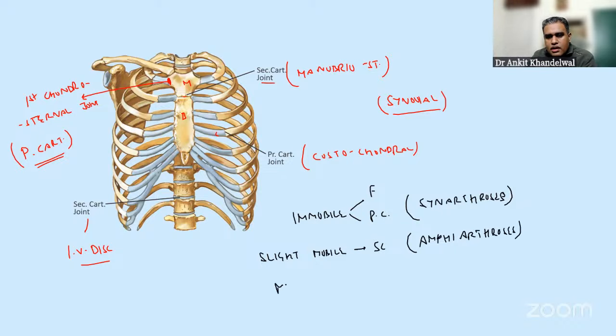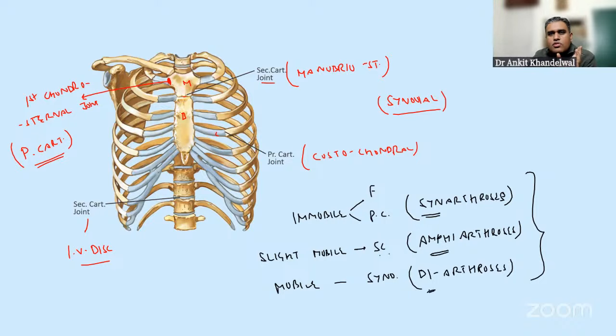And fully mobile, we all know it is synovial. It is diarthrosis, meaning two separate. They can easily move. They are not dependent on each other. They are not fixed to each other. It is diarthrosis. Remember these terminologies as well. Synarthrosis means fused, immobile. Amphi means slightly mobile. And di means independent, easily move.